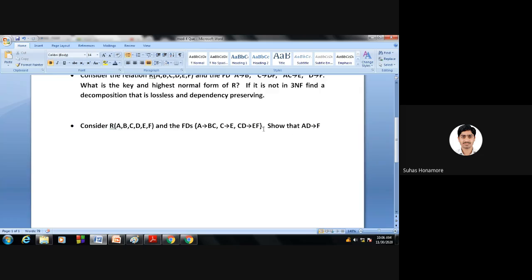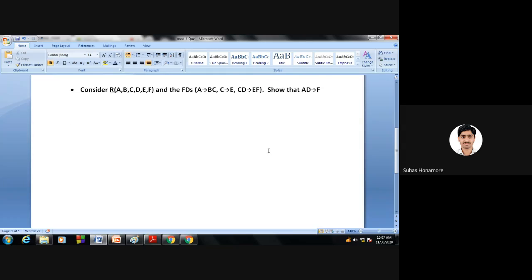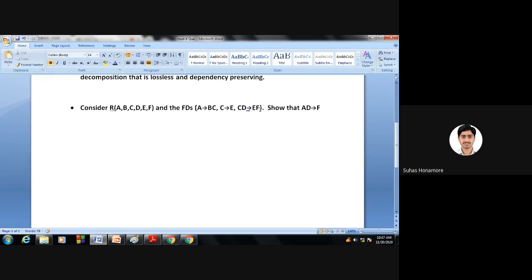F is there on the right-hand side, but here it's not there. F is there in this FD, and here D is there. Only I have to bring here A. That is, AD will become this side F. So our result will serve that one. That is our main purpose: AD to F, I have to get it. Somewhere I have to modify, instead of C I have to get A here.